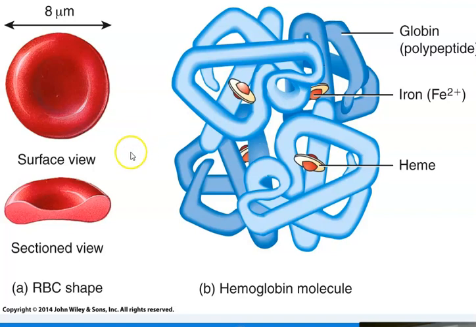Number 3 states that each red blood cell is a flexible biconcave disc that lacks a nucleus. So when you look at it from the side view, it's kind of like a donut where the hole in the middle is not punched all the way through. The purpose for this is so that they can fold up on themselves and go through the really small blood vessels, which are the capillaries.